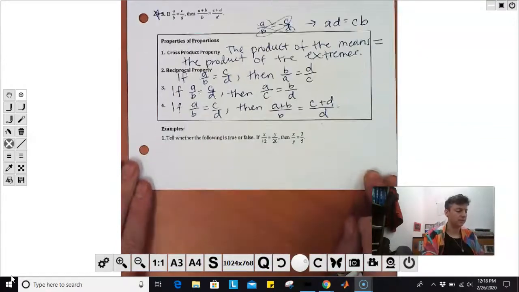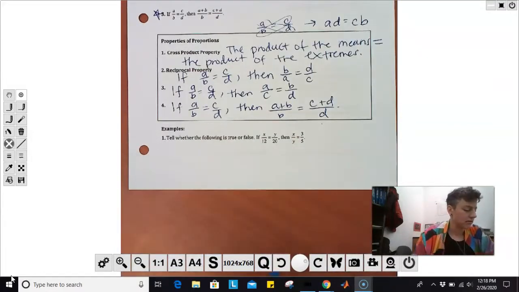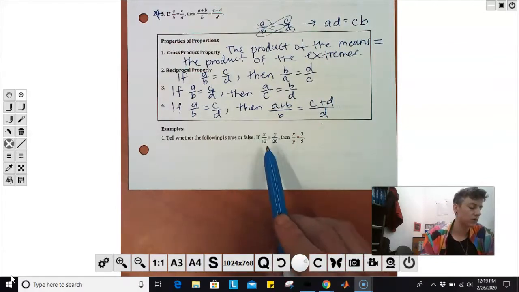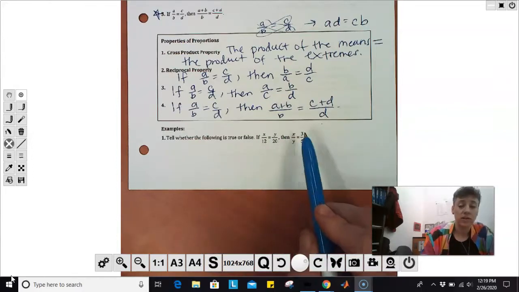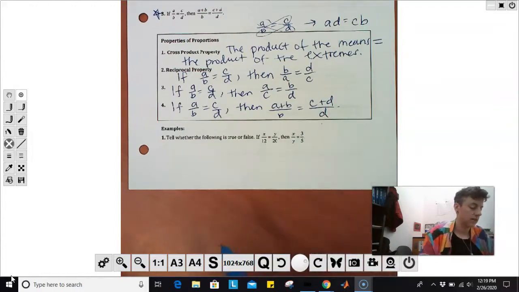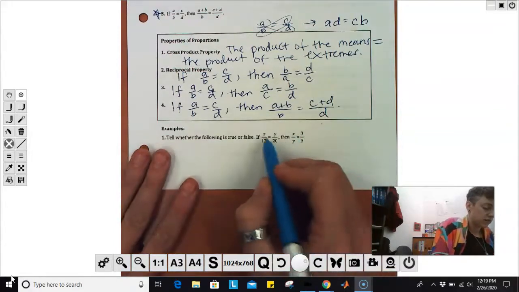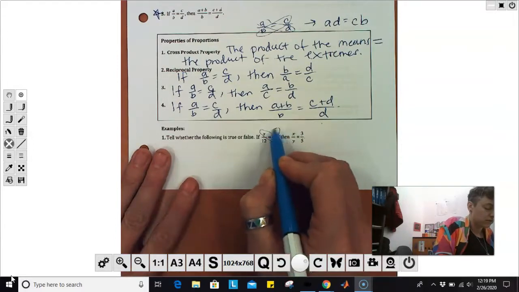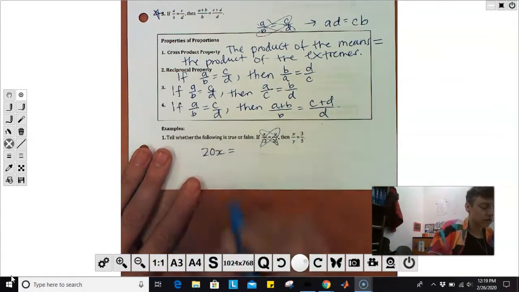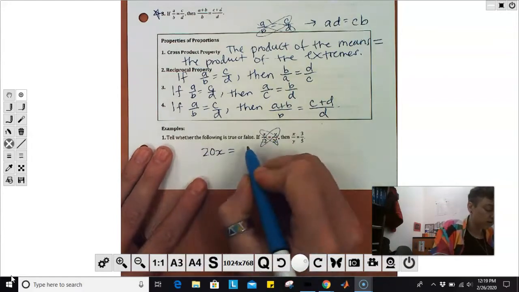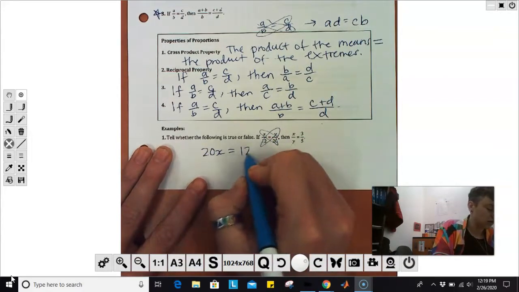Alright, example 1. Tell whether the following are true or false. If x over 12 equals y over 20, does x over y equal 3 over 5? Well, let's try it out here. Do our cross products. X times 20 is 20x. Y times 12 is 12y.